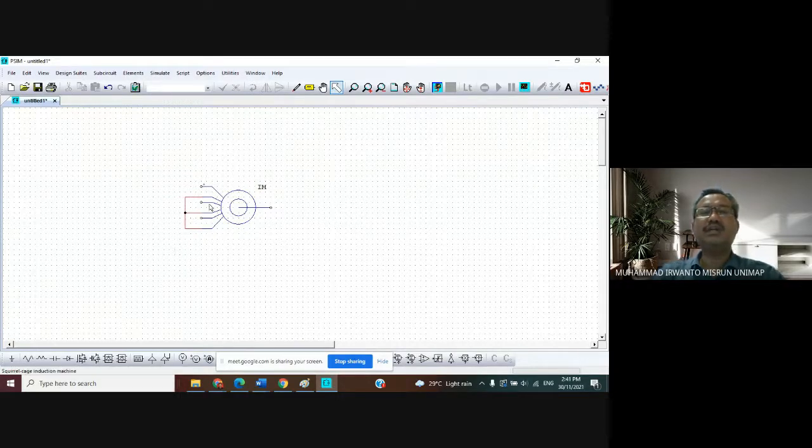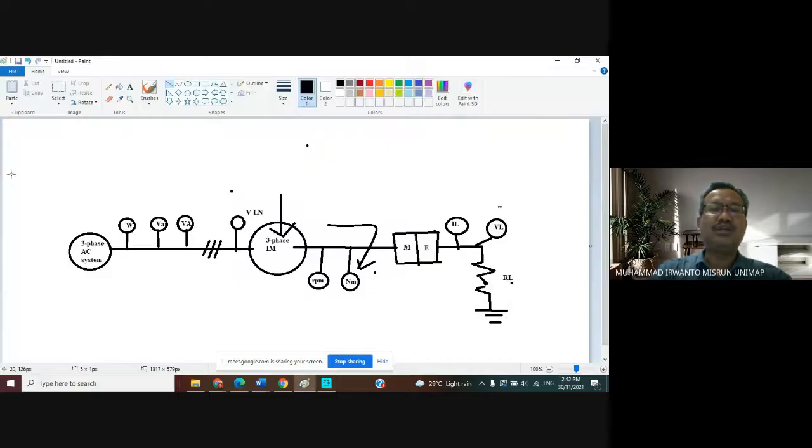Now we obtain the Y connection in here. This one, this one, and also this one will be connected to the three-phase AC source. Then, following this one, we need the three-phase AC source.